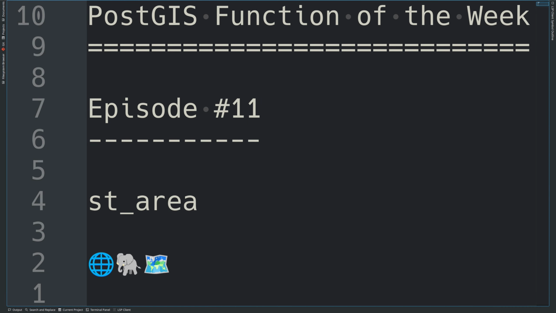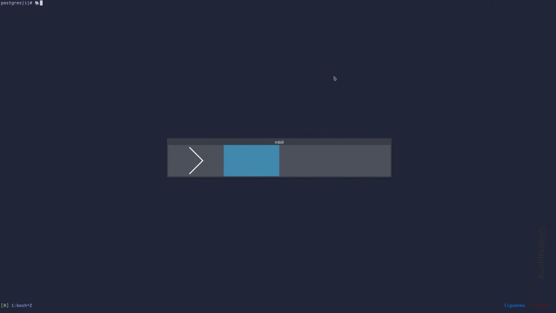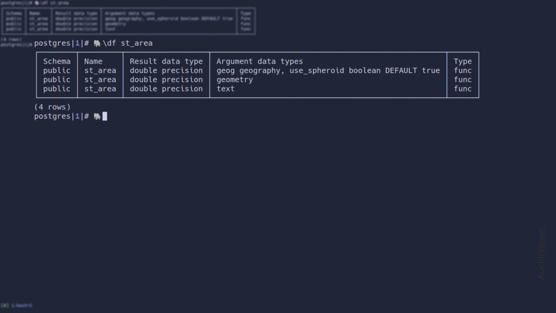What is stArea? stArea is a function that returns the area of a polygon or multi-polygon. Let's pop into psql to have a look at the function signature. There are three variants, one for the geography type, one for the geometry type, and the last accepts a text string, which should be a well-known text representation of a polygon or multi-polygon.